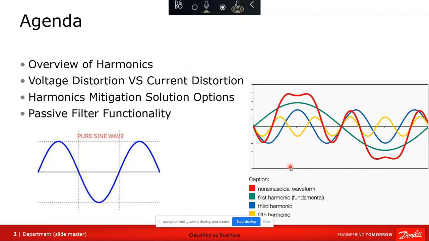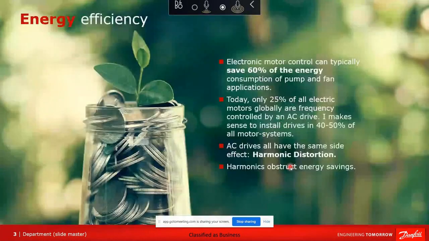So launching in, we'll do the overview. Like we said, talk about voltage and current distortion, talk about what our mitigation solution options are, and then one of the things we'll focus a little bit heavy on is passive filter functionality. One of the things that's really, really important in today's world is energy efficiency.